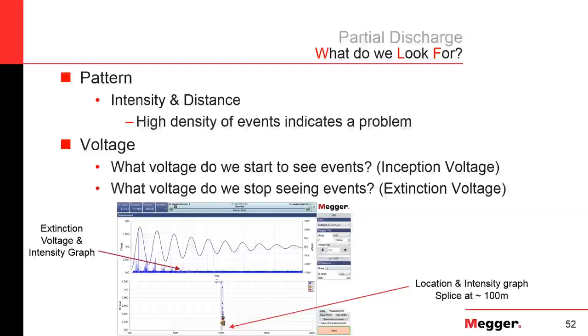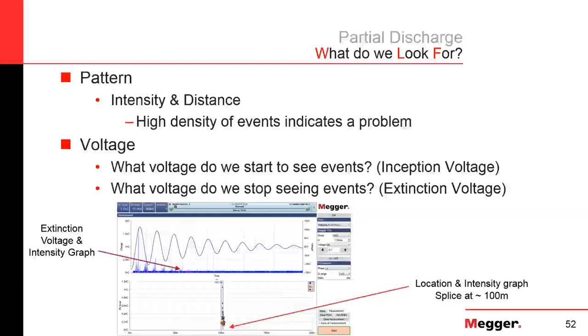The rest of the cable is in good shape, but with partial discharge, cables that are in very good shape are very easy to detect. Points that are in very bad shape, as shown here, like this splice at 100 meters, are very easy to detect as well. Those points in between, that we have to work on, that's a gray area. And that's the part that needs training.